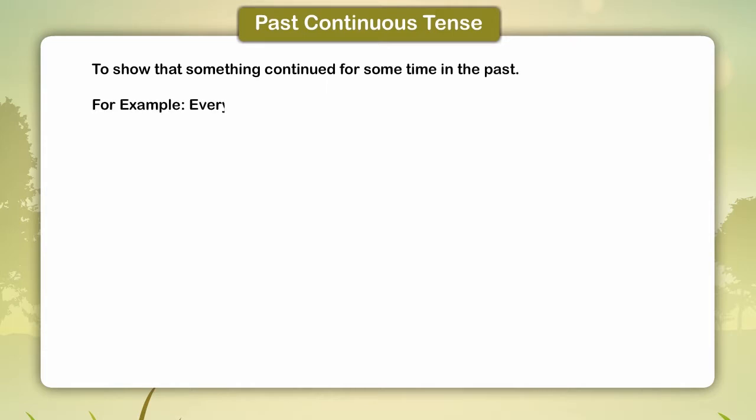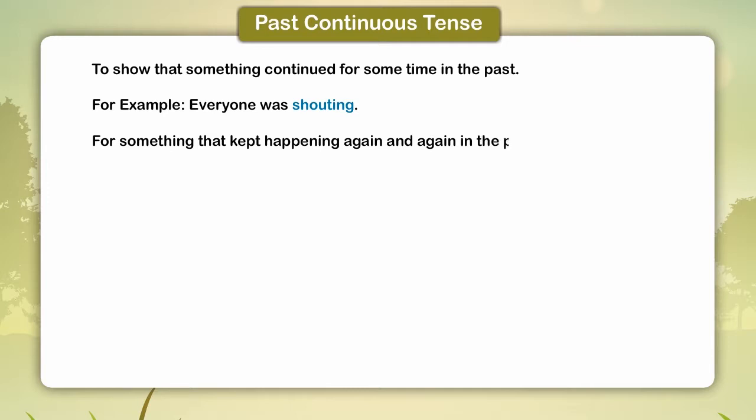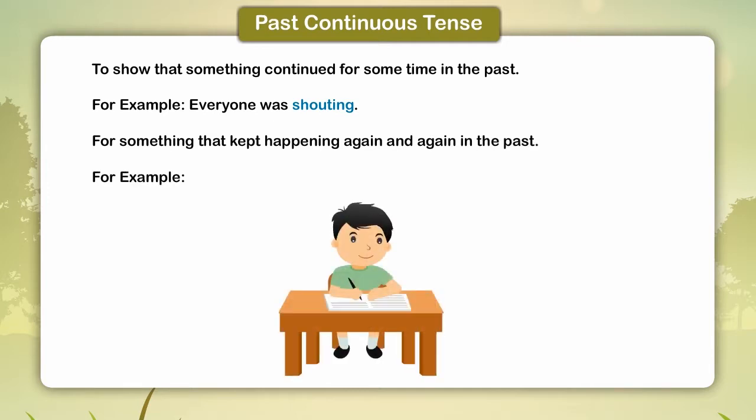For example, everyone was shouting, for something that kept happening again and again in the past. For example, I was practicing every day.